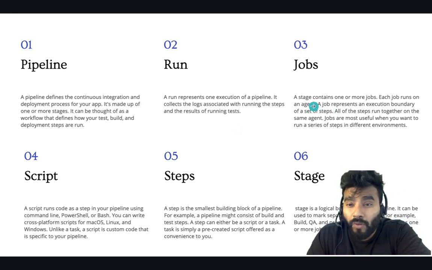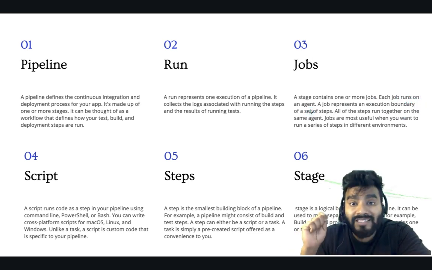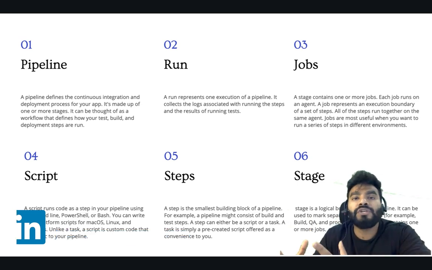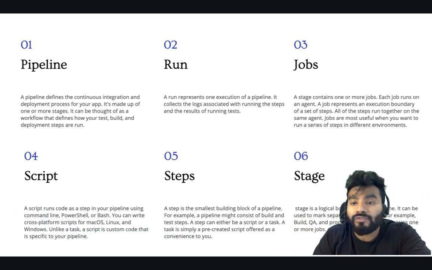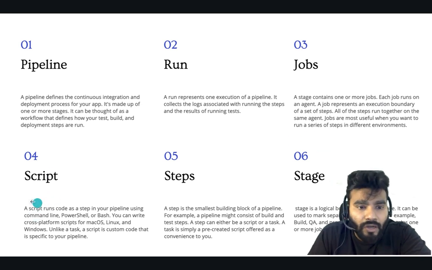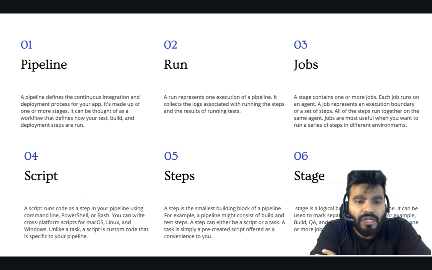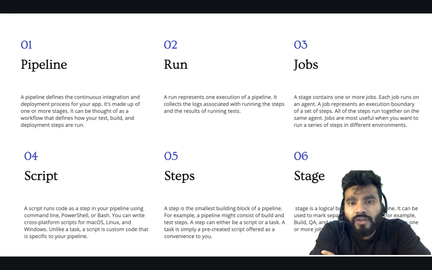Then you've got your jobs. A stage can have multiple jobs. Each job runs on an agent. Over here it's called an agent rather than a runner, but it's the same again. It's the machine wherein your pipeline runs. Then you've got a script. Now a script contains PowerShell, command line, or bash, and you can run these scripts cross-platform as well, like macOS, Linux, or Windows. Pretty cross-functional.